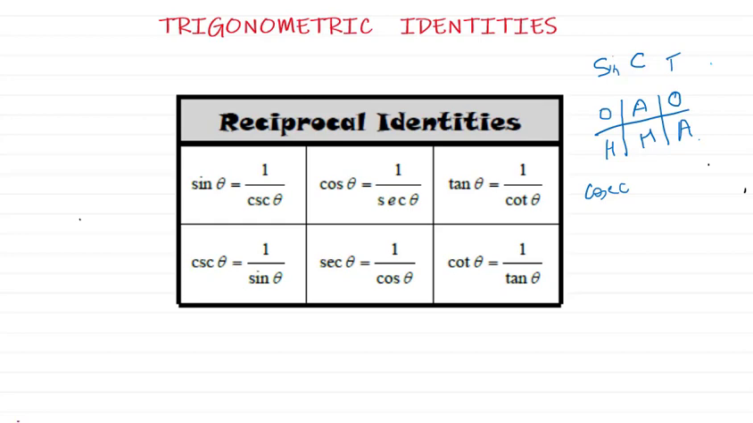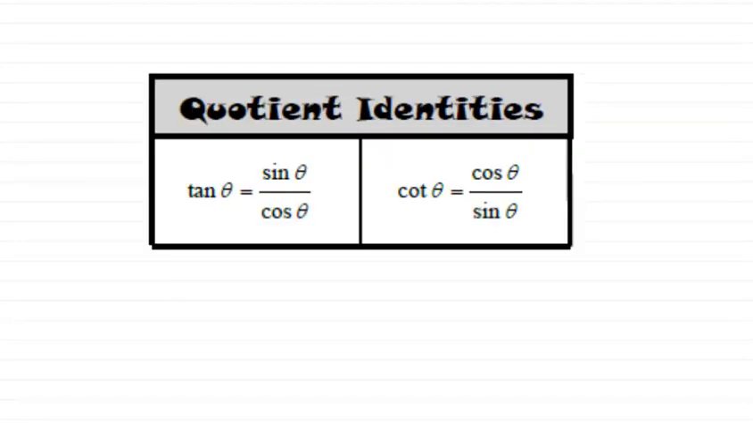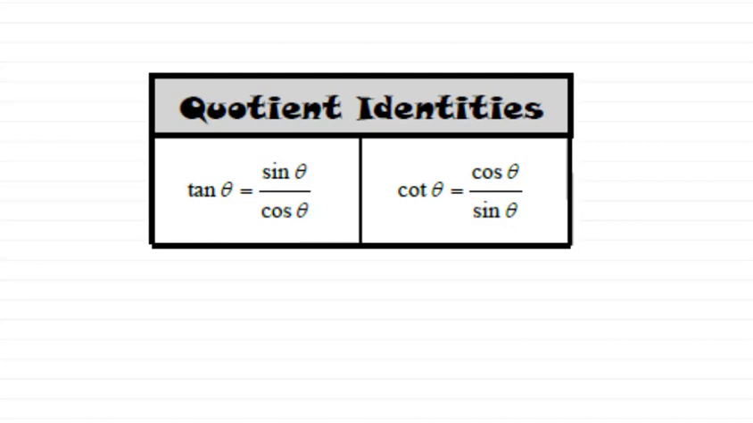Now let's discuss the second one. The second one is quotient identity. Here tan theta can be written as sine theta by cos theta, and cot theta can be written as cos theta by sine theta. So again we will look at that formula.